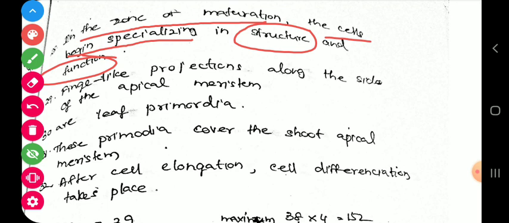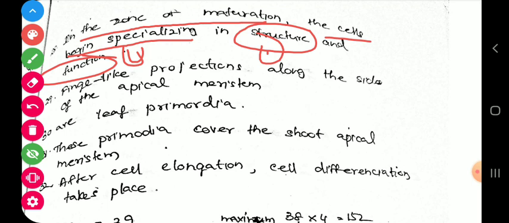The cells begin specializing in structure. Number one, structure. Number two, function. That's what we need, right? I'm not talking about our cells, I'm talking about the plant cells. We need our plant cells to specialize in structure and function in the zone of maturation, that's why it matures there.